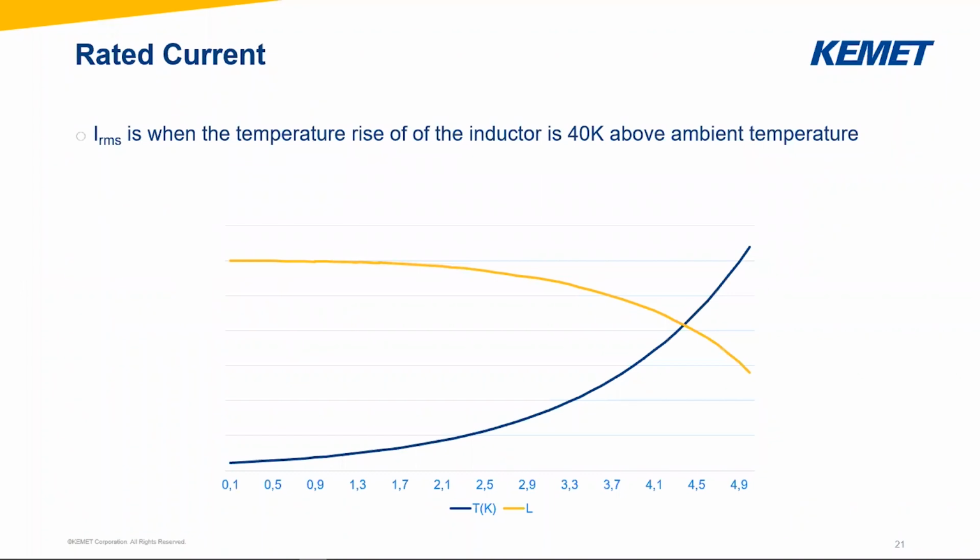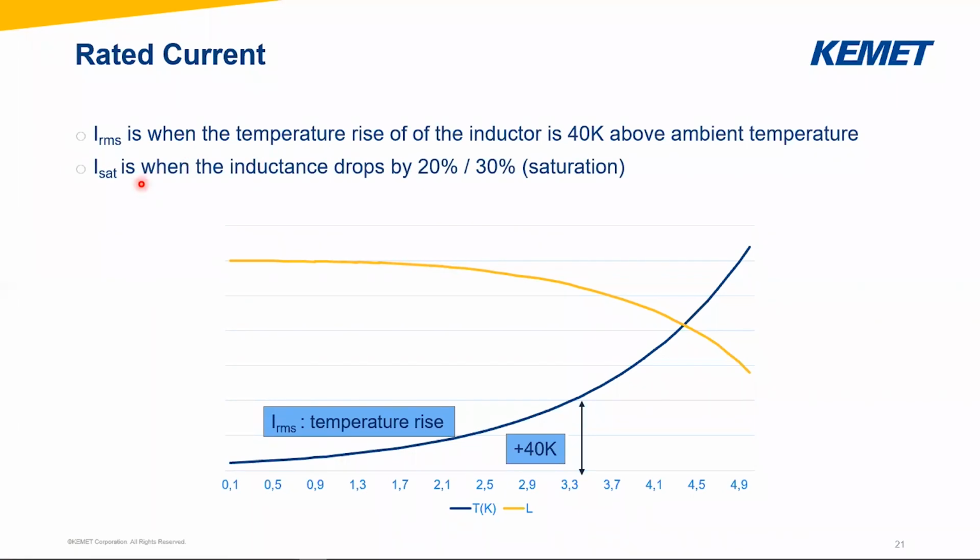Here you can see a graph. The dark blue curve shows me the temperature rise. So the more current I put on my component, the higher it gets. And this means we define one point, which is here, the temperature rise of 40K, or 40 degrees Celsius. In this case, that is something around 3.4 amps. And this is my temperature rise. Please keep in mind, this is just one point on the curve. This is no limit yet.